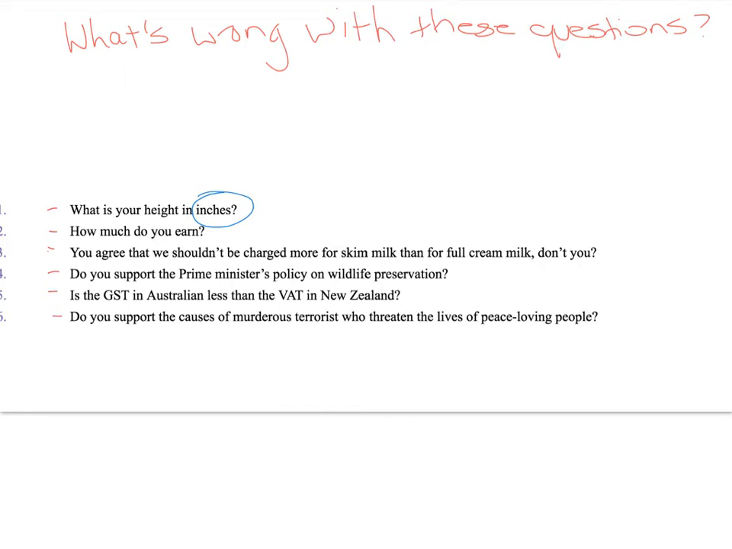So how much do you earn? What's wrong with this? Most people are really unlikely to answer this. It's personal information. If you are going to ask something like this, you need to give a range. Like 0 to 20,000, 20 to 50,000, 50 to 100,000, more than 100,000. They are more likely to actually answer something that has a range rather than an exact figure.